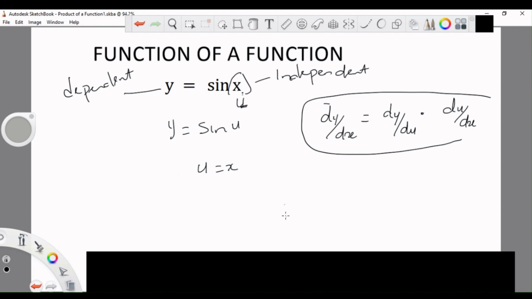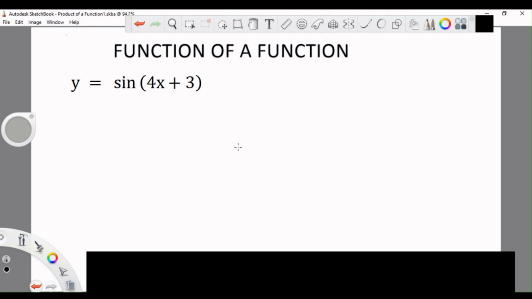So let's look at some examples. Here we're asked to differentiate y equal to sine of 4x plus 3. Remember, this is the independent variable because you have the x there. So first thing first, we call this independent variable u. So we have u becomes what? 4x plus 3. Now, our y is now sine u. All right. So let's differentiate u with respect to x. That gives us du/dx.